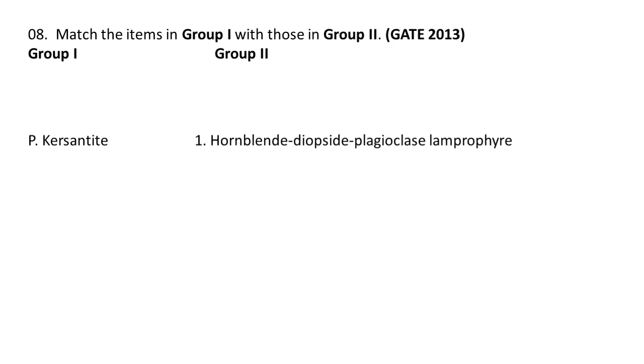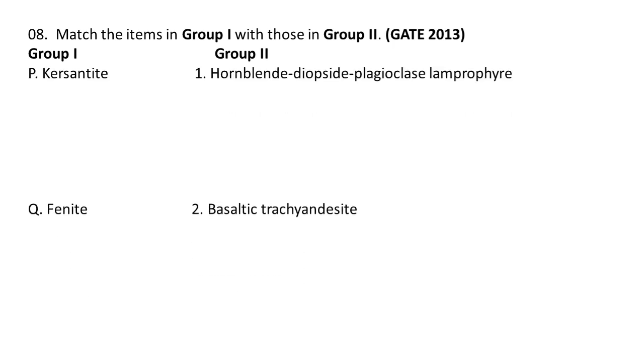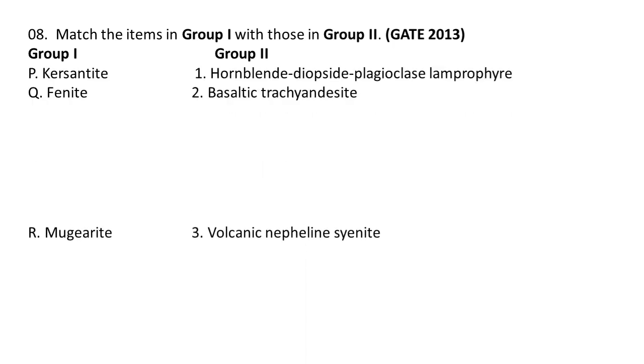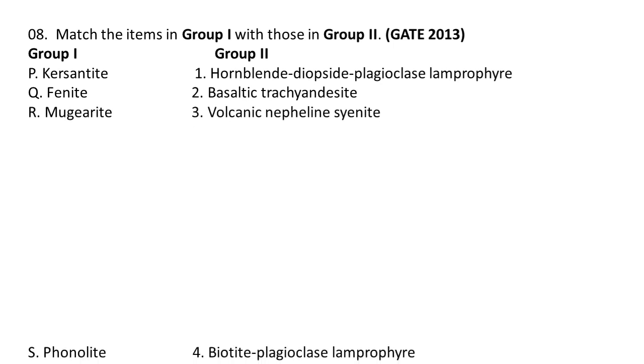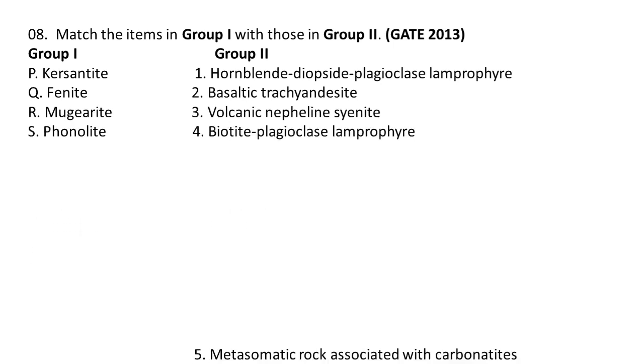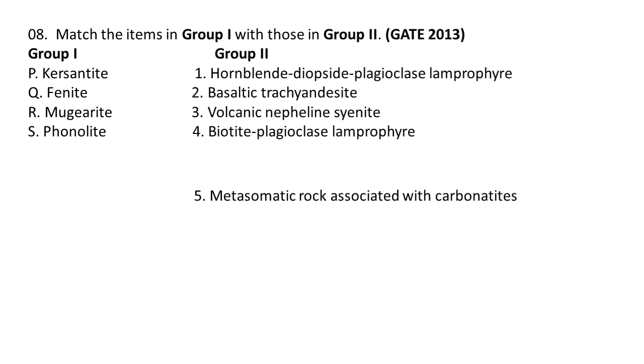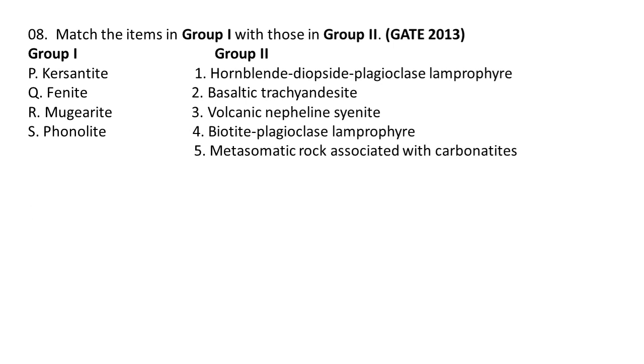So group 1 has kersantite, fenite, mugearite, and phonolite. In group 2 there are hornblende diopside plagioclase lamprophyre, the rock types given: basaltic trachyandesite, volcanic nepheline syenite, biotite plagioclase lamprophyre, and metasomatic rock associated with the carbonatite. We had to match group 1 with group 2.